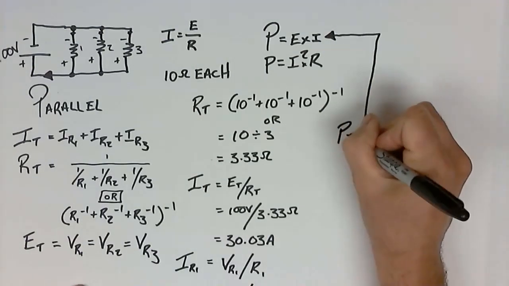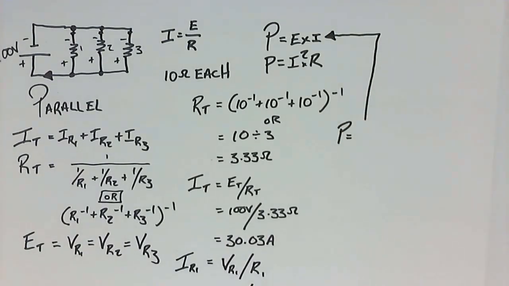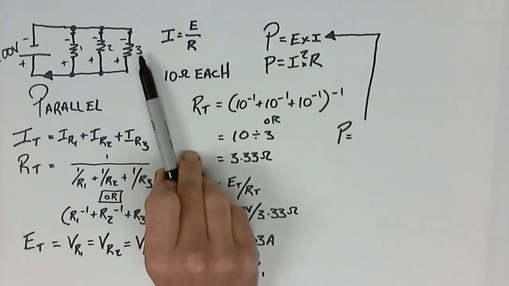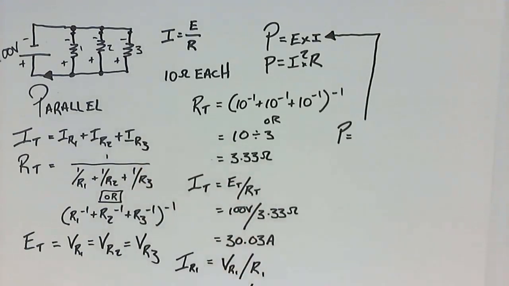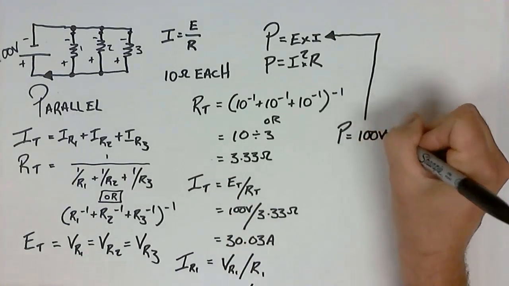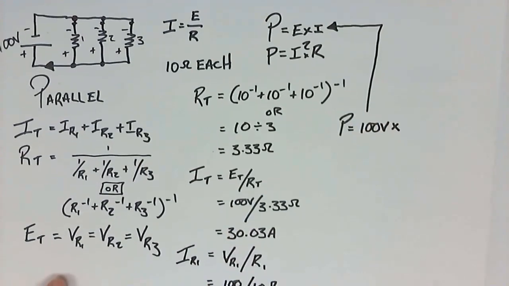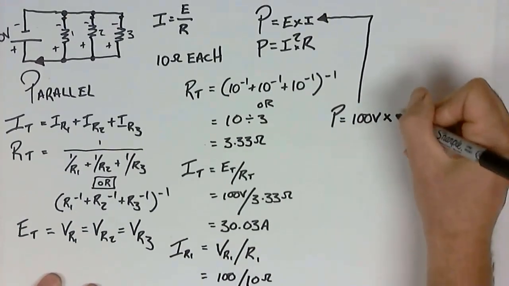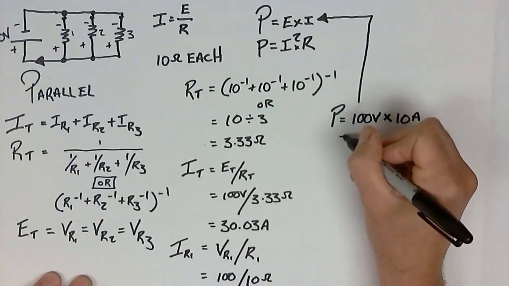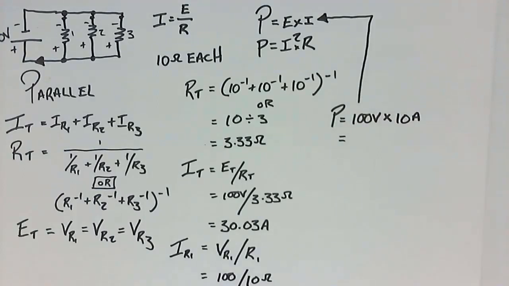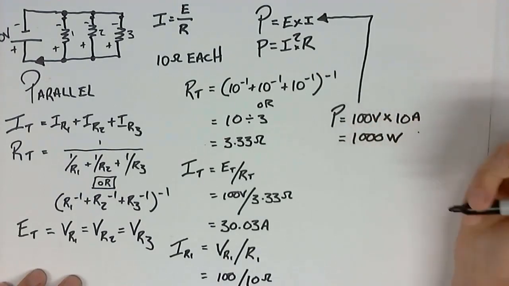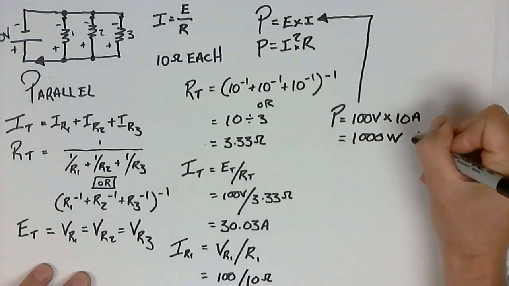P equal to, I'm going to work out the power of one resistor, just one. So there, right there, I'm going to work out the power of that one resistor, and that means I need to know the voltage across it and the current flowing through it. Well, the voltage across it is 100 volts, and the current through it, we worked out down here, 10 amps. And so when we multiply them together, 100 volts times 10 amps gives me 1,000 watts. So this would be each, right? Each resistor.